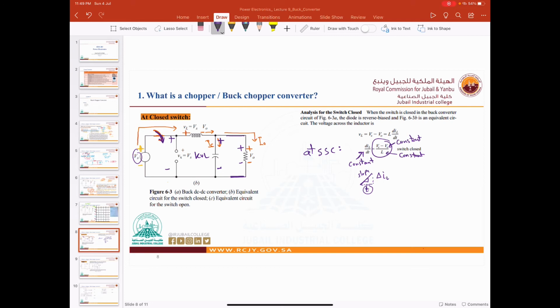right? So we need to know the amount, because this one is constant as we said and this one is constant. So we can find by mathematics delta IL. Now this delta IL happens because of charging, right? It happens when it is closed. So we can say this is delta IL when close, right?